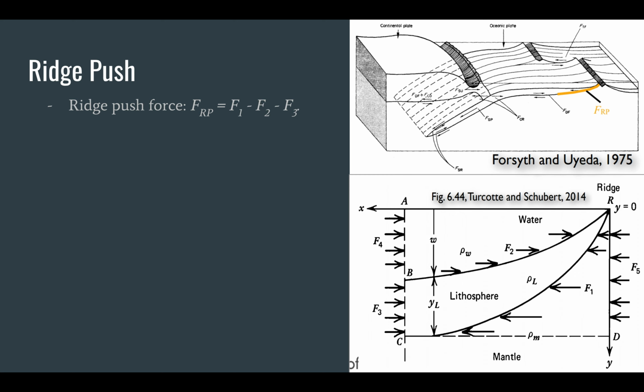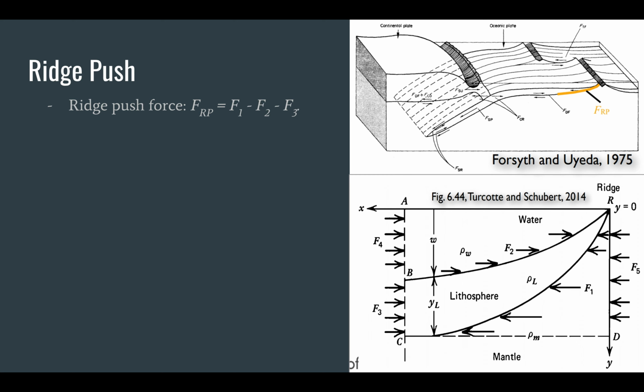Ridge push, also called gravitational sliding, occurs when the asthenosphere and lithosphere are heated, expanded, and elevated above the surrounding sea floor. This difference in elevation results in a pressure head that forces the plate away from the ridge. The force acting on the ridge can be calculated using the equation seen below.